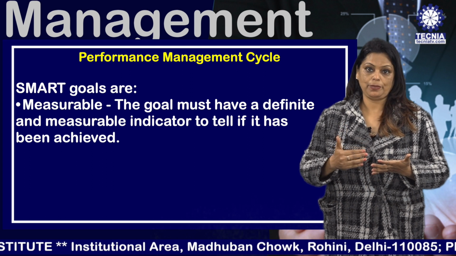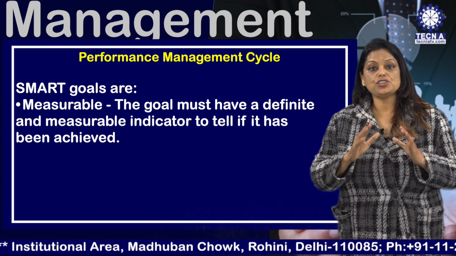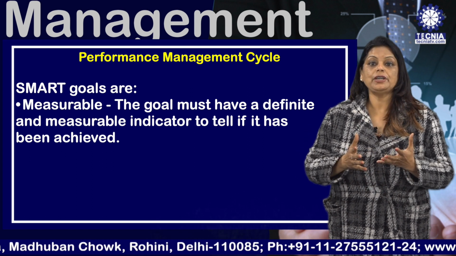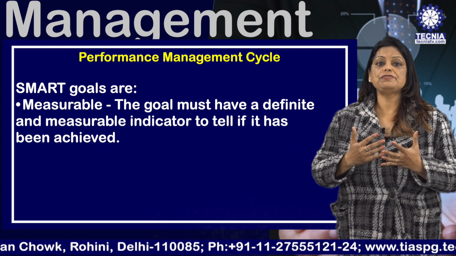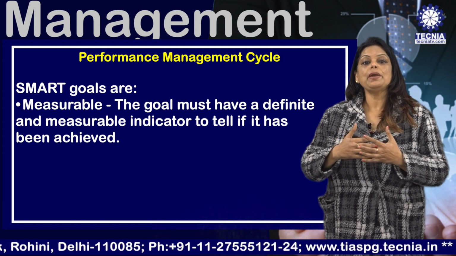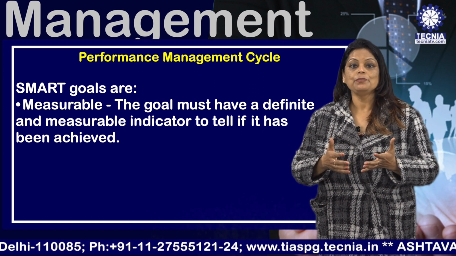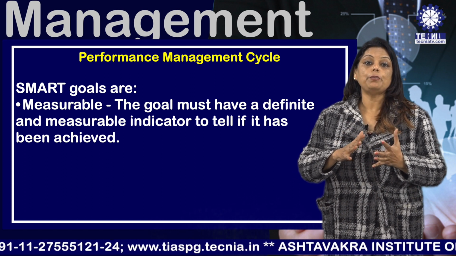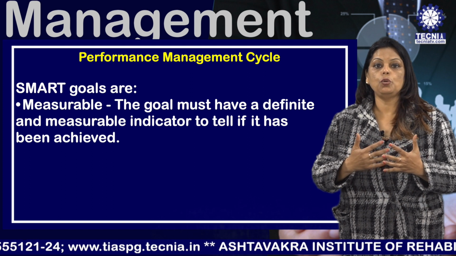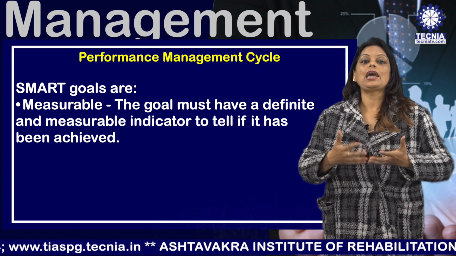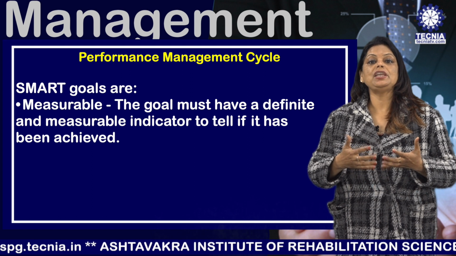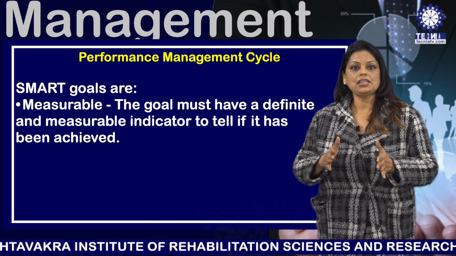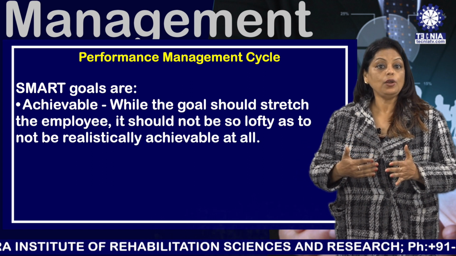Second is measurable. The goal, the target which is given to the employees, which is given to the performer, has to be definite. It should be a measurable indicator to tell whether it can be achieved or has been achieved in a proper manner. That means the target, the goal which is given is something which can be measurable, which can be quantifiable. So S stands for specific, M stands for measurable, and A, the third, is what?